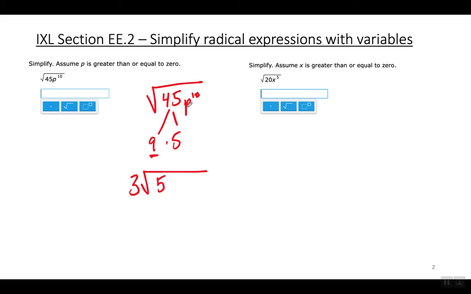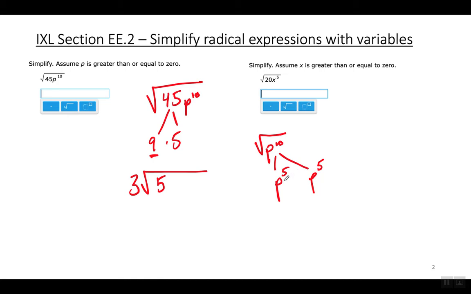Okay, let's look at the p now. The square root of p to the 10th power. That means what number times the same number equals p to the 10th power. Now, you got to realize that when it comes to variables and exponents, you could break it up like this. P to the 5th power times p to the 5th power equals p to the 10th power. Because remember that when you have exponents, you add them.